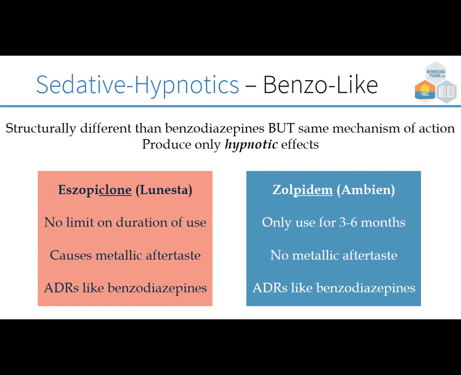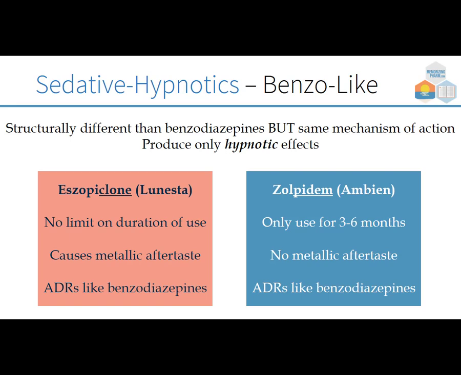Benzodiazepine-like is actually not a benzodiazepine. They're structurally different, but the same mechanism of action. They produce only hypnotic effects, so they're only going to be used for sleep. But how do we decide between two, like S-zopiclone, which is Lunesta, or Zolpidem, which is Ambien?